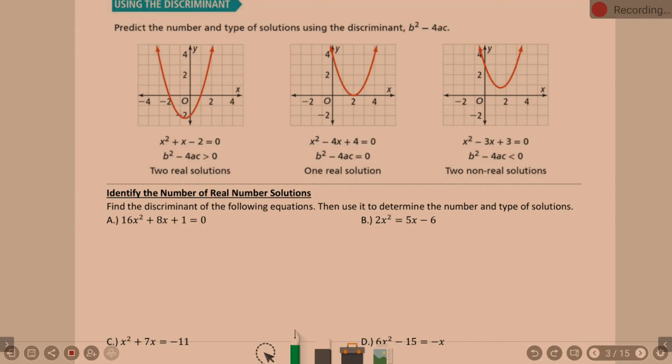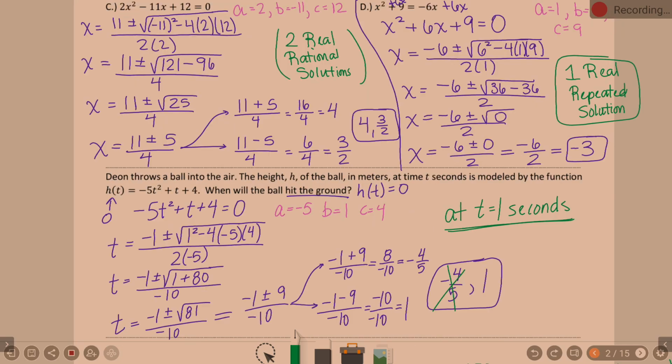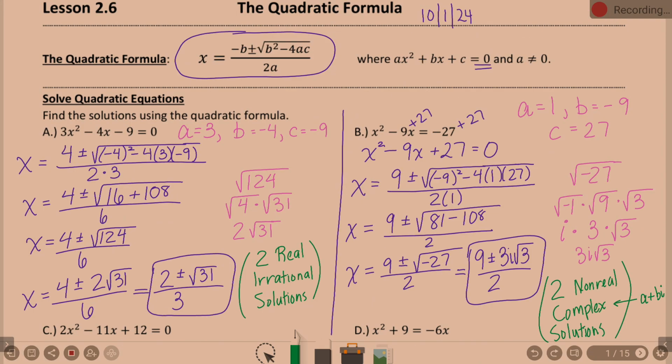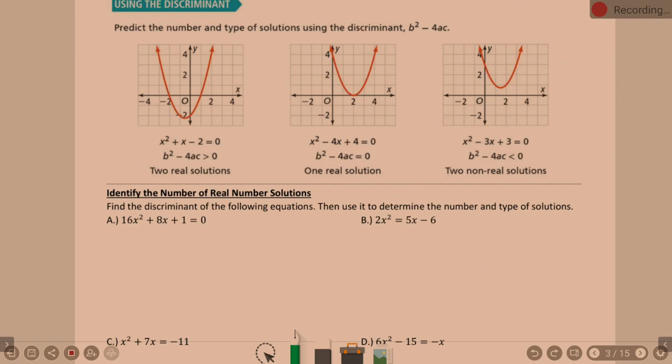We are picking up in lesson 2.6. Remember yesterday we learned the quadratic formula, yes? So we did a lot with the quadratic formula yesterday. Be familiar with it. It'll be provided on your formula sheet, but be familiar with it. We looked at solving, all the different ways to reduce.